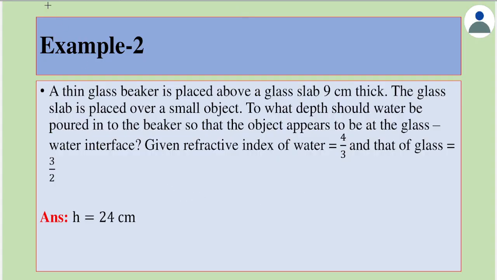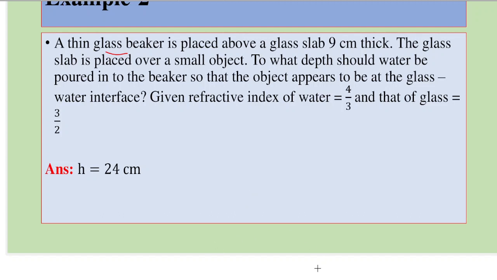Example 2 says, a thin glass beaker is placed above a glass slab which is 9 centimeter thick. So we'll first try to draw this. We have a thin glass slab, something of this kind, and this glass slab is 9 centimeter thick. So a thin glass beaker is placed above the glass slab. So on top of the glass slab, a thin beaker is placed like this.